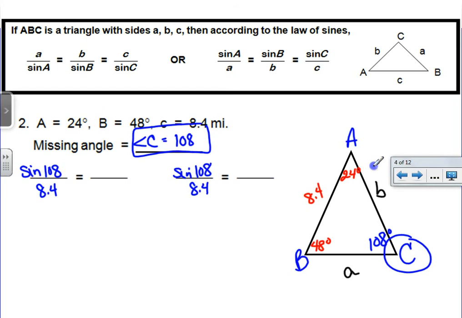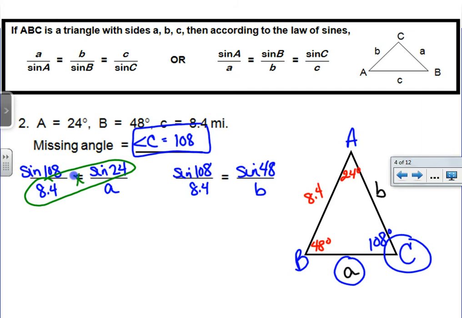Okay, let's try to find little a first. So what goes in the numerator? Sine of 24, and then over little a. And then for this guy, we'll do b, so sine of 48 over little b. So on your calculator, 8.4 times sine of 24, and then you'll divide by sine of 108. Everyone try typing that.